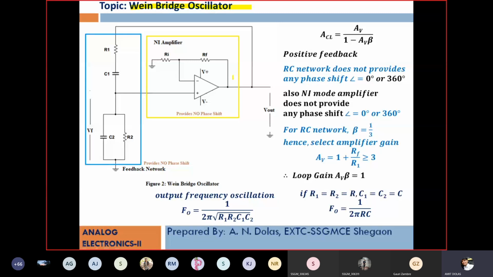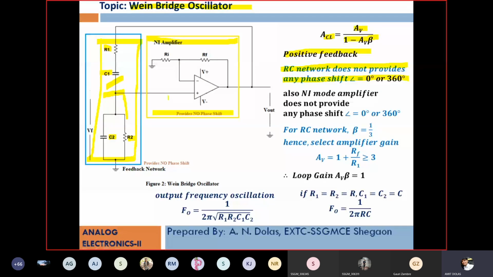First thing, the characteristic equation for an oscillator that you know, that is AV upon 1 minus AV beta, and positive feedback is used. The RC network does not provide any phase shift in this Wien bridge oscillator. Not providing any phase shift means it will be either 0 or 360 degree. So this phase shift network, composed of R1 C1 and R2 C2, does not provide any phase shift. So of course your amplifier should not provide any phase shift as well.